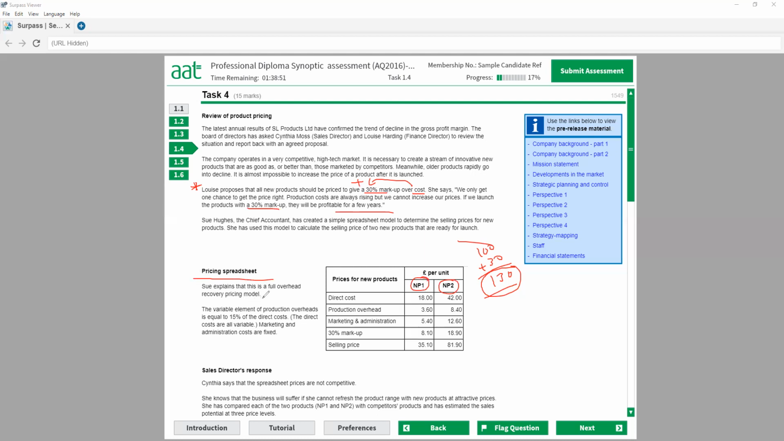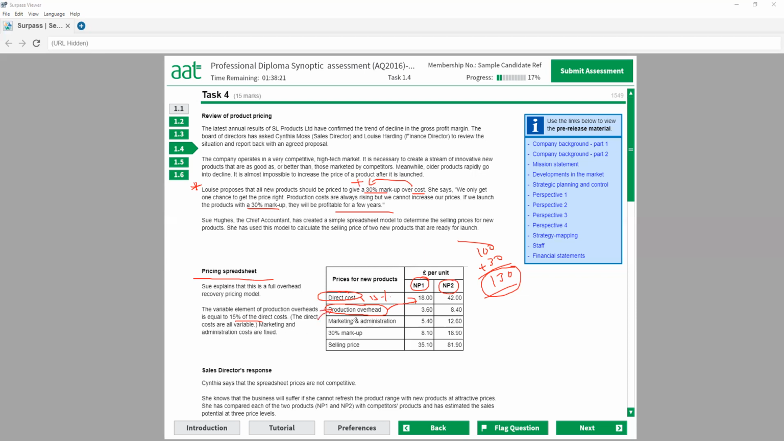Sue explained that this is a full overhead recovery pricing model. The variable element of production overhead is equal to 15% of the direct cost. So inside the production overhead, we have some variable and some fixed. The variable amount is 15% of the direct cost. The direct costs are all variable, so all these direct costs are variable, and from here it is 15% variable.